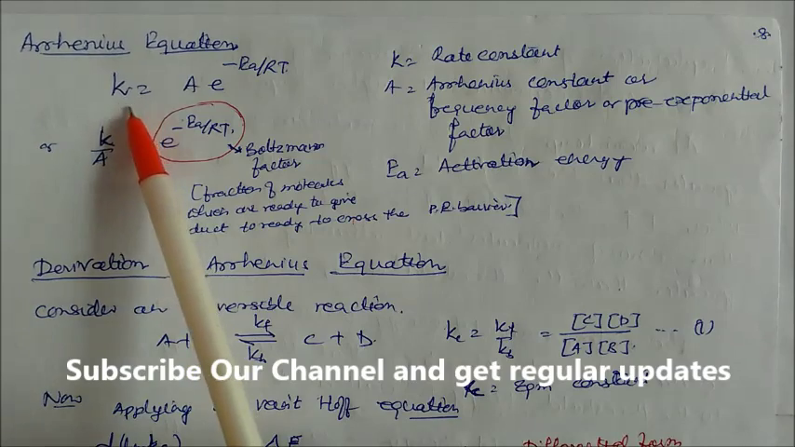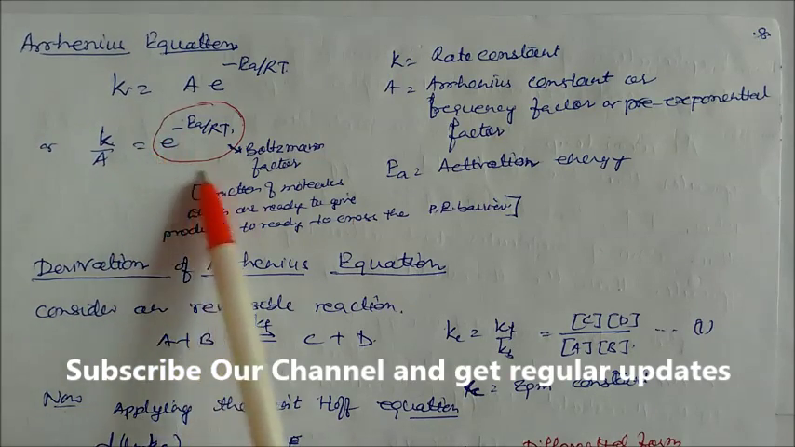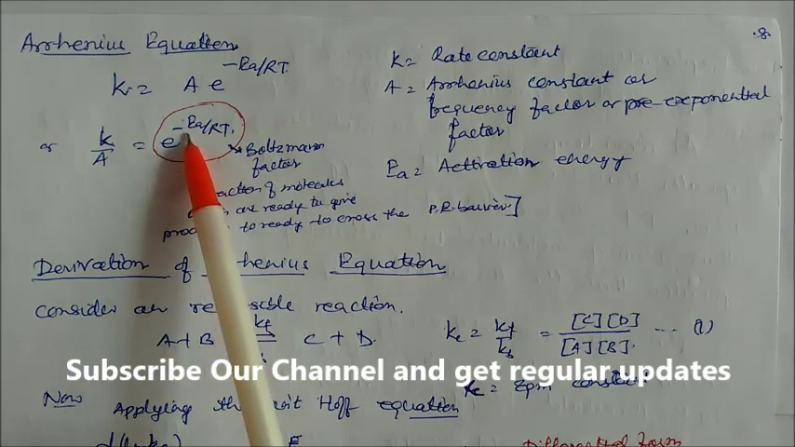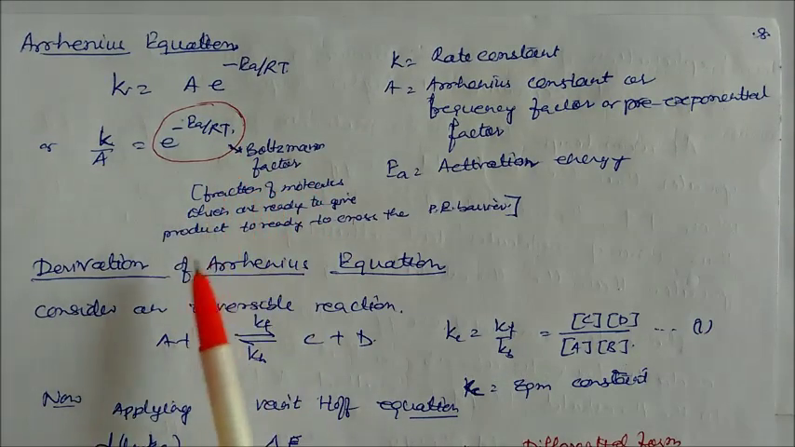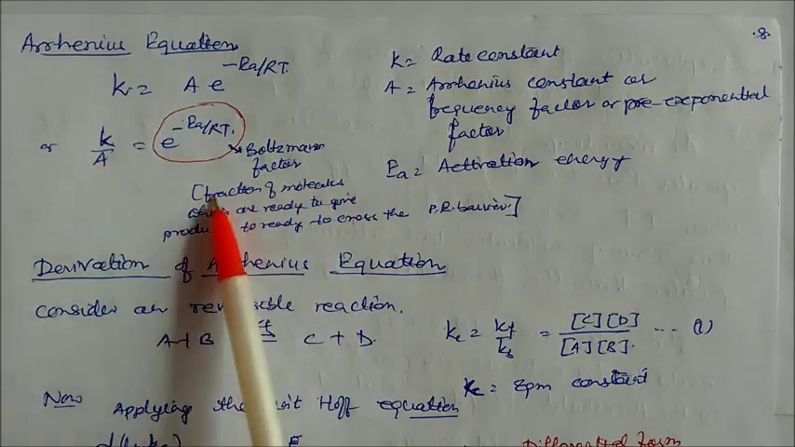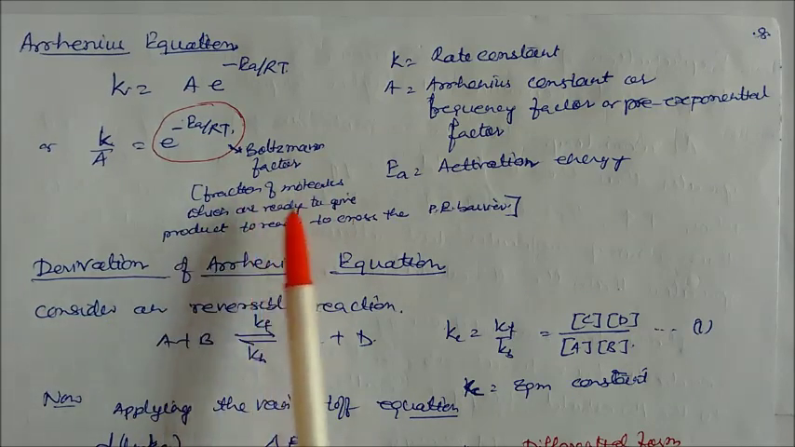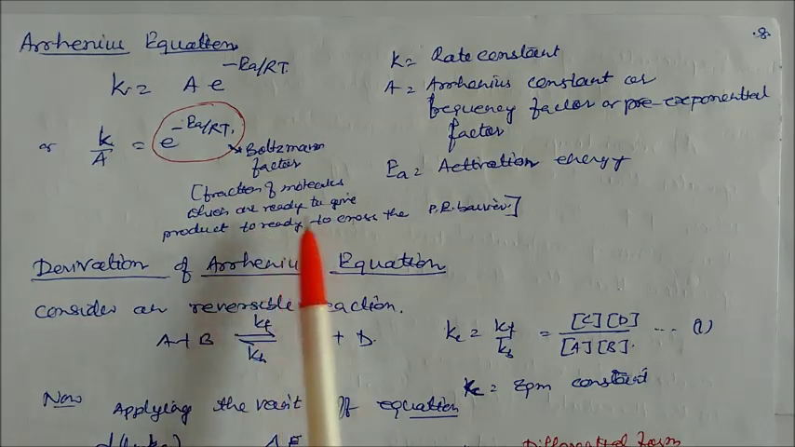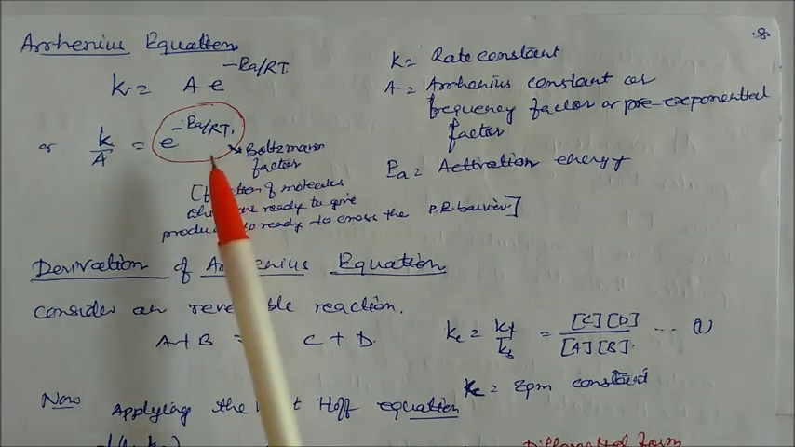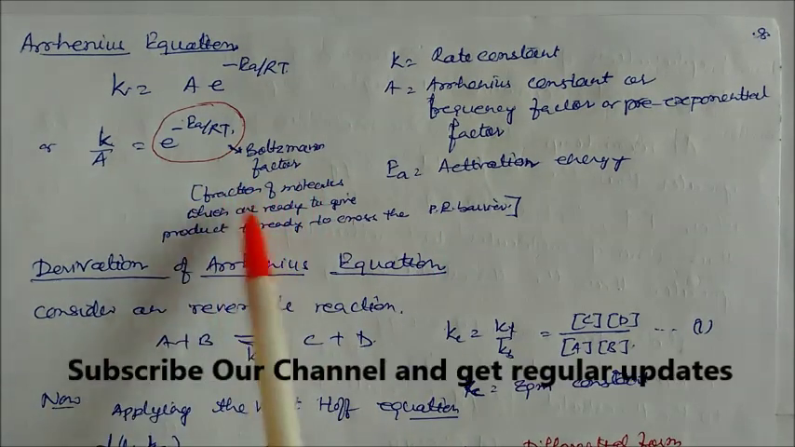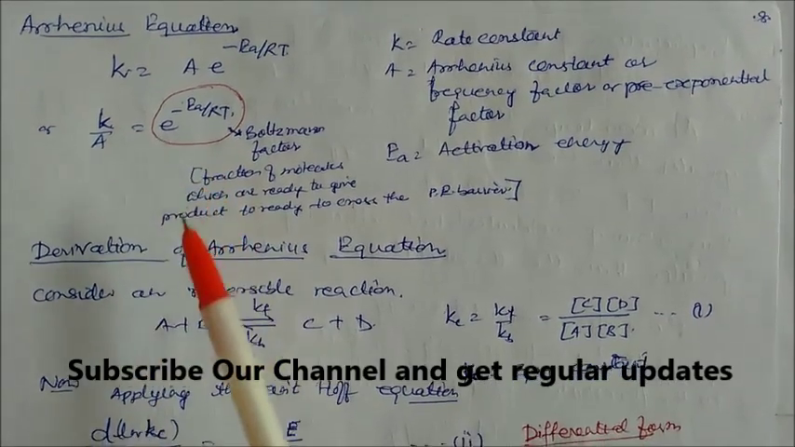If you take the ratio k by A, this becomes e to the power minus Ea by RT. This is called the Boltzmann factor, which means the fraction of molecules which are ready to give the product, ready to cross the potential energy barrier. So this is the effective number of molecules which have sufficient energy to give the product. That is called the Boltzmann factor.